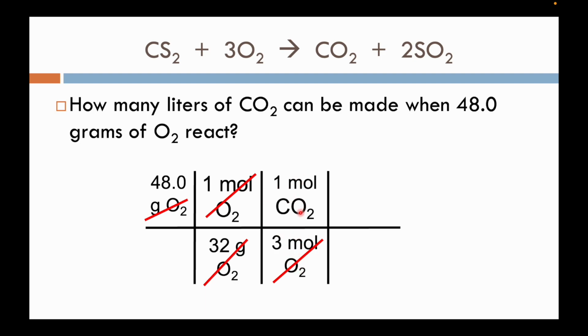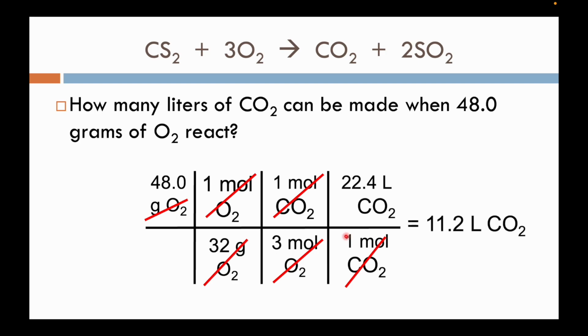And now I've got to convert moles into liters at this point. So we know for every 1 mole, it's 22.4 liters. I don't need to use the periodic table for that. Moles cancels, I'm left in liters. In my calculator, 48 divided by 32 divided by 3 times 22.4 liters. I ignore the ones. There's no point in putting them in the calculator. I end up with 11.2 liters of carbon dioxide.